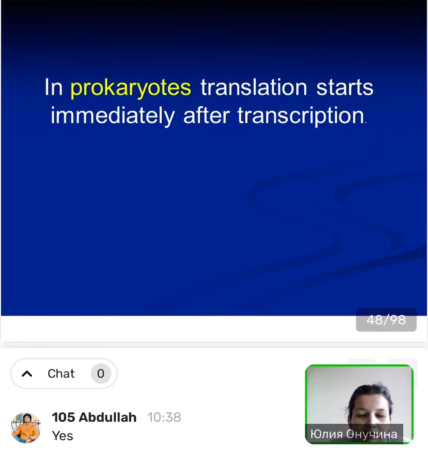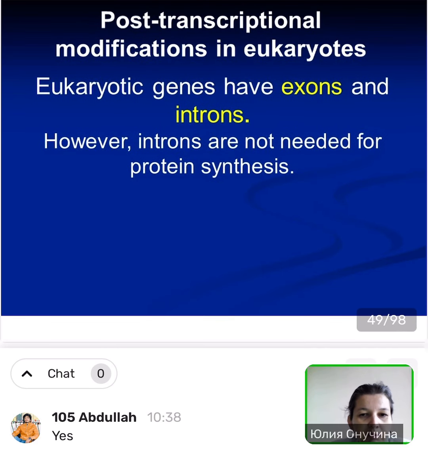In prokaryotes, translation starts immediately after transcription, we said, because they have no introns. In eukaryotic cells there will be post-transcriptional modifications, and they will include splicing and modification of ends. This is because eukaryotic genes have exons and introns, and introns we don't need after transcription. They must be removed from the sequence. Next slide.